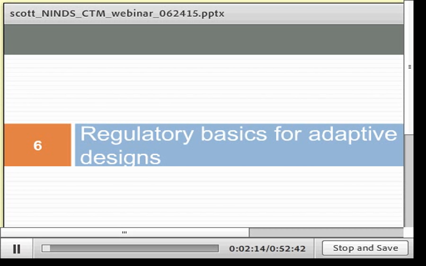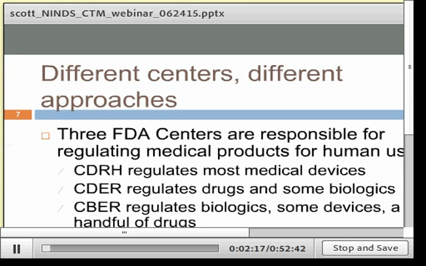Okay, so the regulatory basics for adaptive designs. The first thing I wanted to stress is that FDA is not one monolith in terms of our approach to adaptive design proposals. There are three FDA centers that are largely autonomous that are responsible for regulating medical products for human use. That's the Center for Devices and Radiological Health, which regulates most medical devices. The Center for Drugs Evaluation and Research regulates most drugs and some biologics. And my center, the Center for Biologics Evaluation and Research, regulates the rest of biologics, as well as some devices and a handful of drugs.